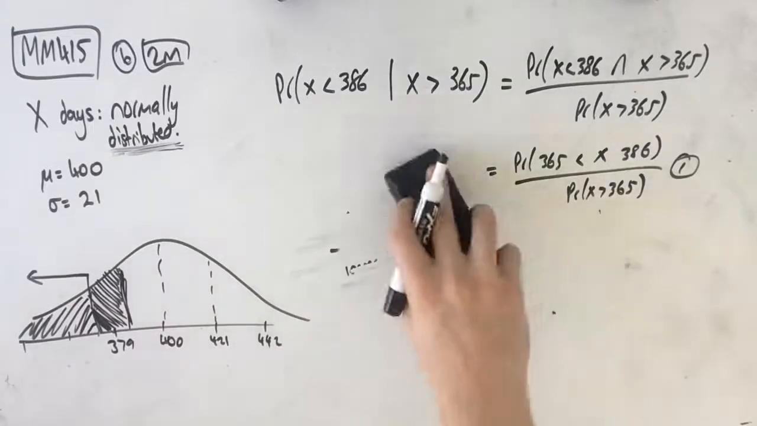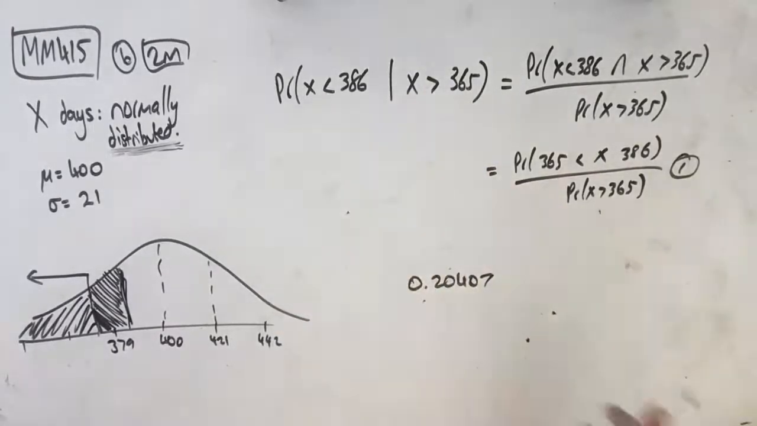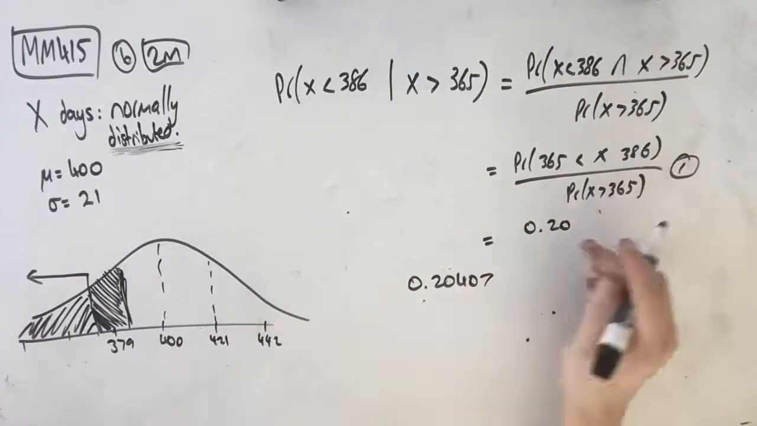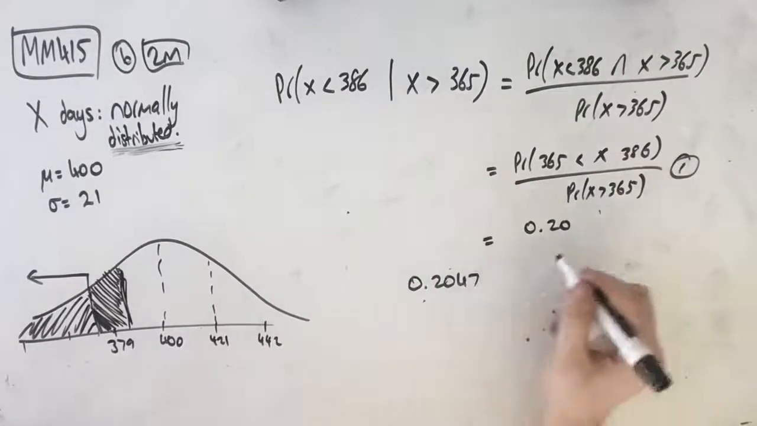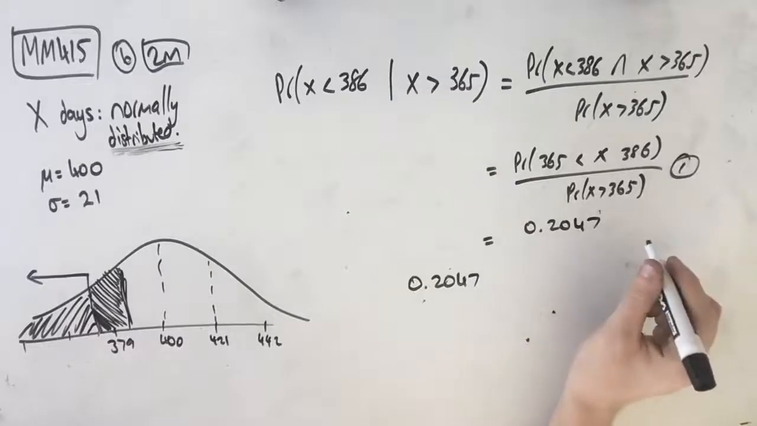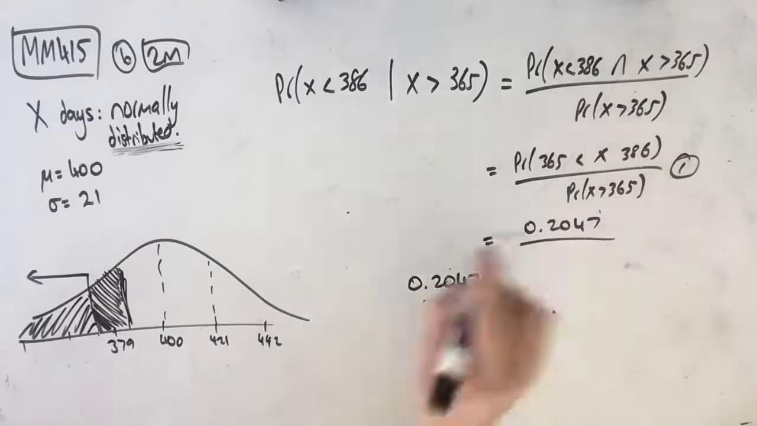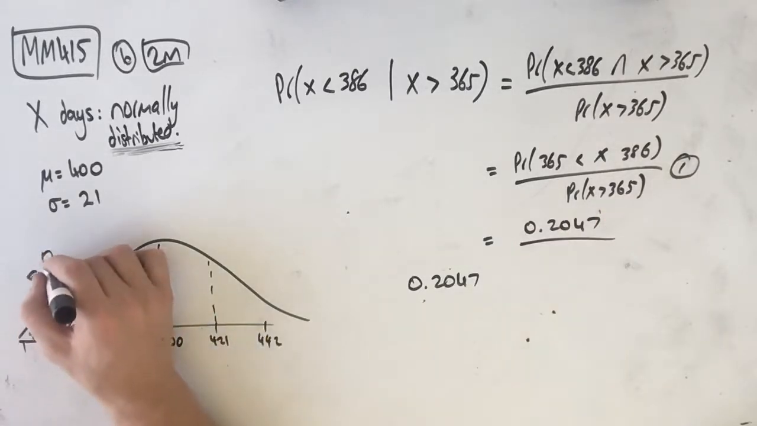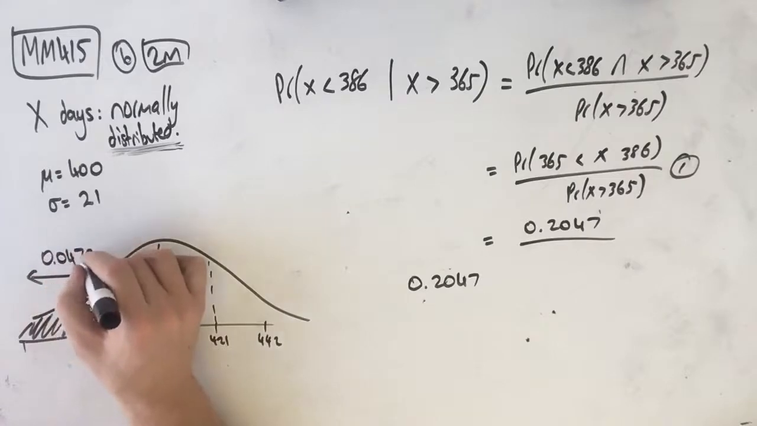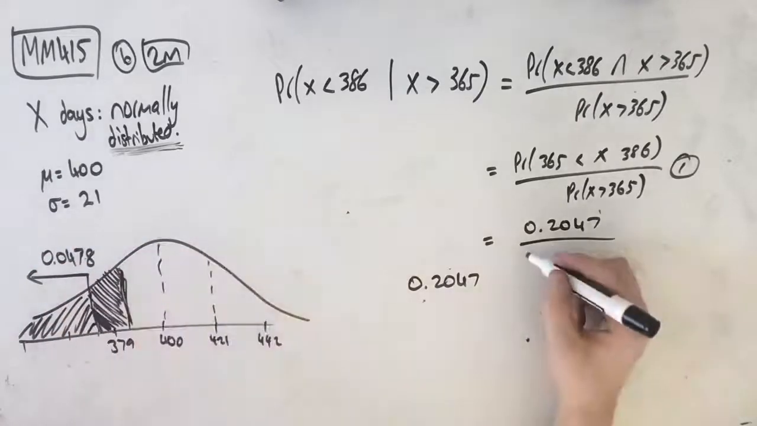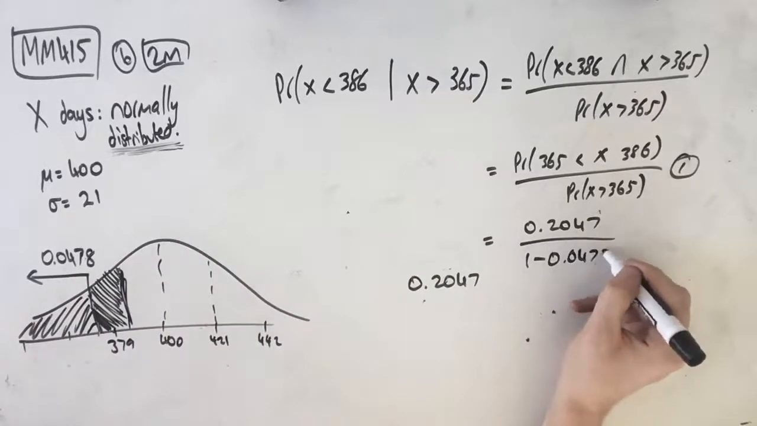So this bit here equals 0.2047, over the probability that x is greater than 365. Now we know from part A that the probability that it's less than 365 is 0.0478, which means that the probability that it's greater than that is 1 minus 0.0478.